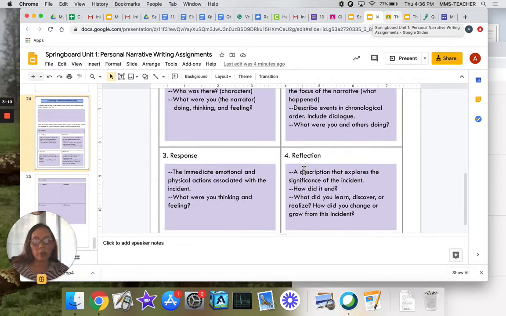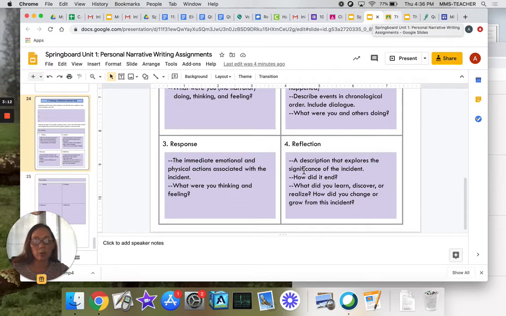Number 3, you're going to take notes on the response that you had after going through that incident. So what were the immediate emotional and physical actions associated with the incident? What were you thinking and feeling? And last, number 4, a description that explores the significance of the incident. How did it end? What did you learn, discover, or realize? How did you change or grow from this incident?